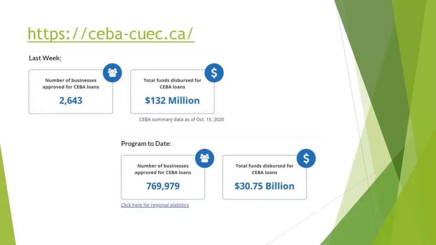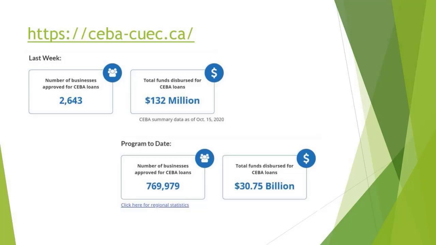And just to show you how much money has been doled out, over 2,600 businesses have been approved for the CEBA loans. That's $132 million. That was just last week. 1 week, $132 million. So we've almost just surpassed $30 billion, almost 800,000 loans since the program started. And they still have more money to give out. So if you haven't jumped on board yet, jump on board now. They will never be giving out money like this again. I don't think they'll be able to give out money for a long time of any amount after this.